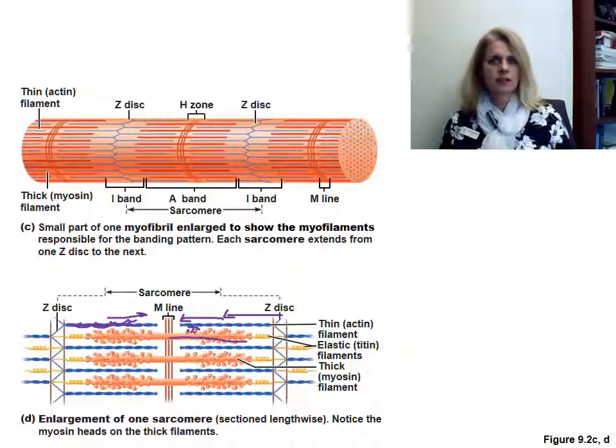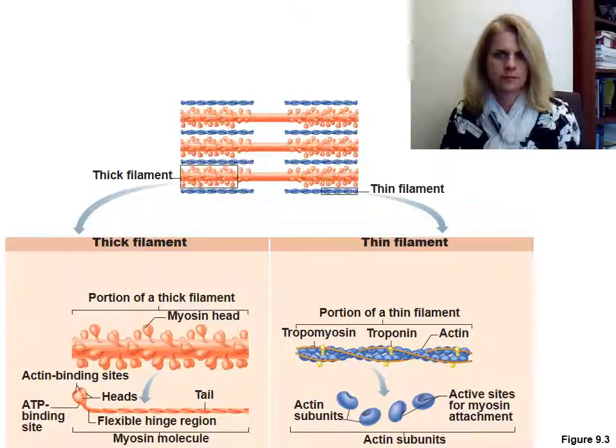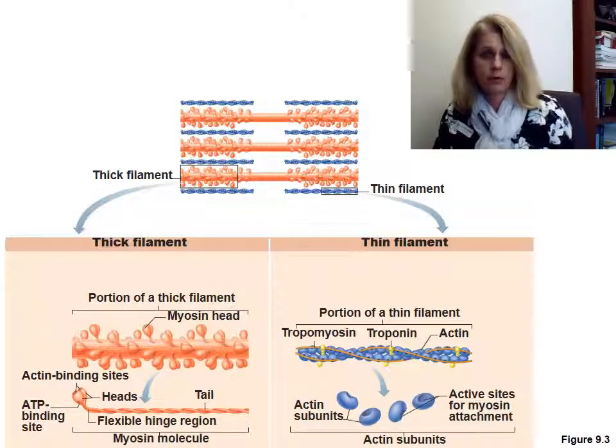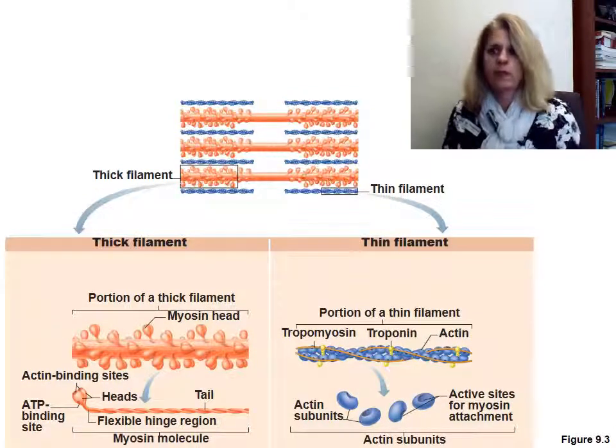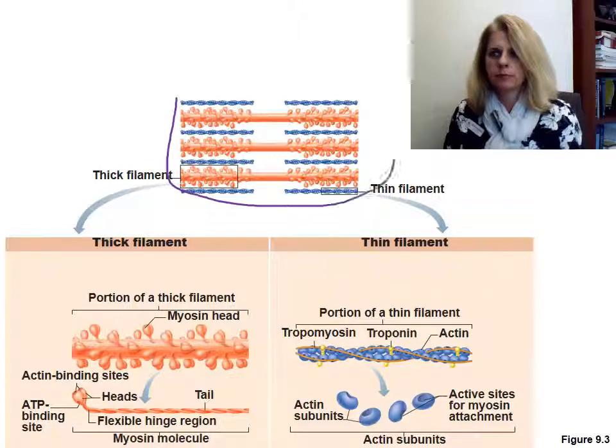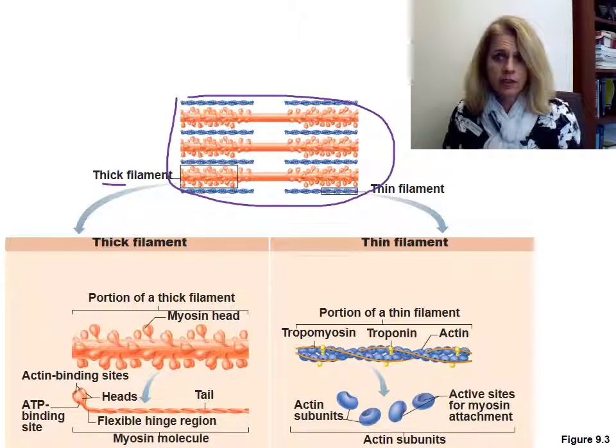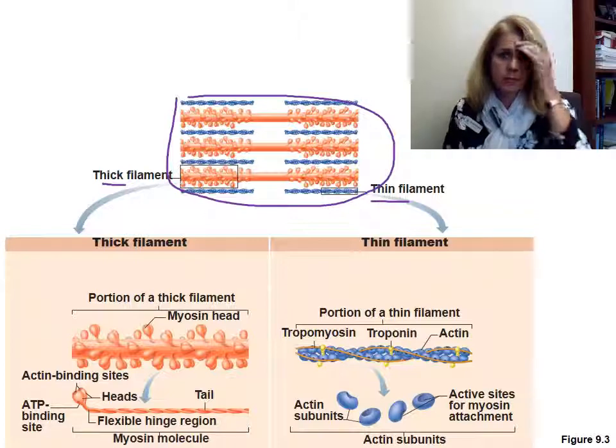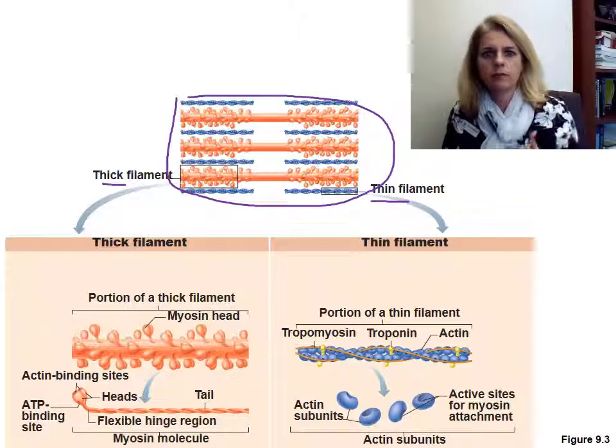We'll do more physiology of how that actually works later. Today we're just going to learn some terms. So let's take the sarcomere and blow it up and see some more detail. This would be the sarcomere, and we have thick filaments and thin filaments. These are going to be some vocabulary words that you're going to need to learn for this unit.